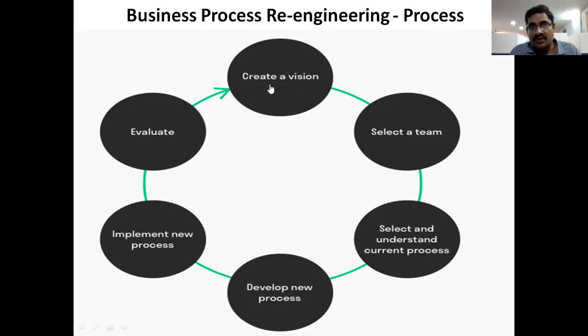So after completion of setting the target, then select a suitable team. To reach our target, which one is the best team? So select suitable employees and a team. After selecting the team and setting the vision or target, then we need to select and understand the current processes, current business processes, current activities of the business: financial activities, marketing activities, HR activities, production activities.